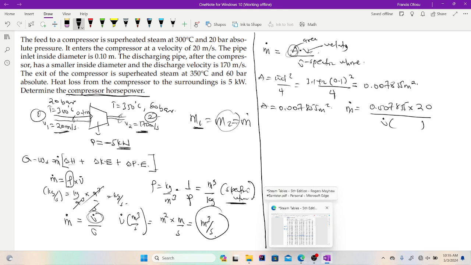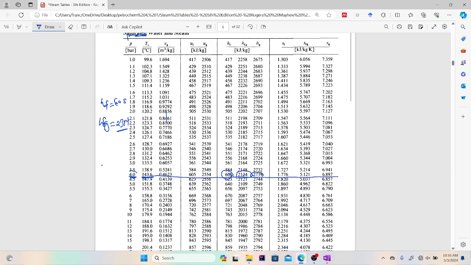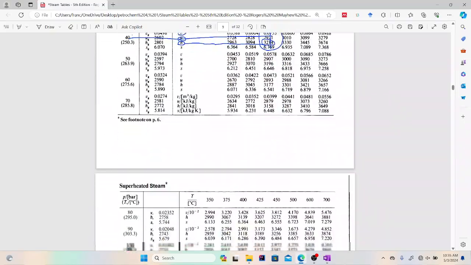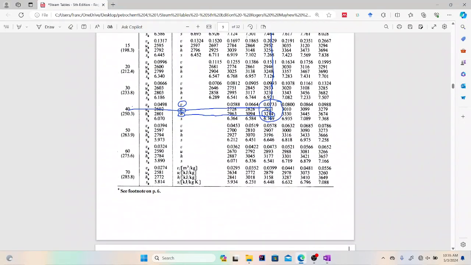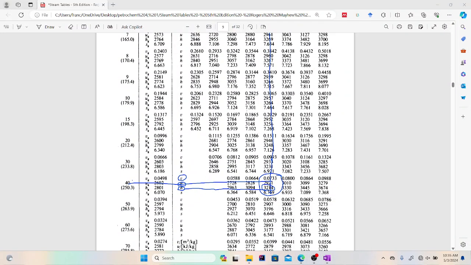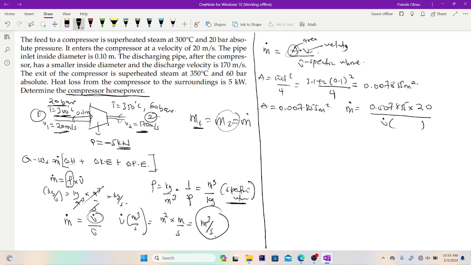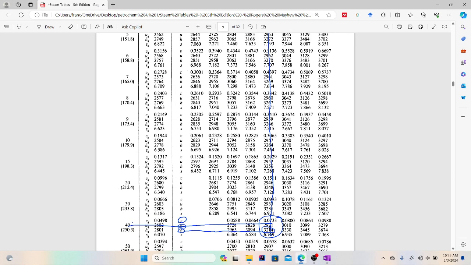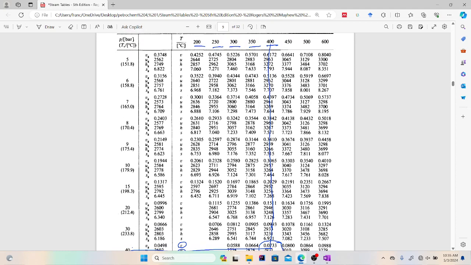And it was occurring at 300 degrees Celsius and 20 bar. So we go to our steam table, we go to our superheated part, 300 degrees Celsius and 20 bar. So 20 bar, 300 degrees Celsius.